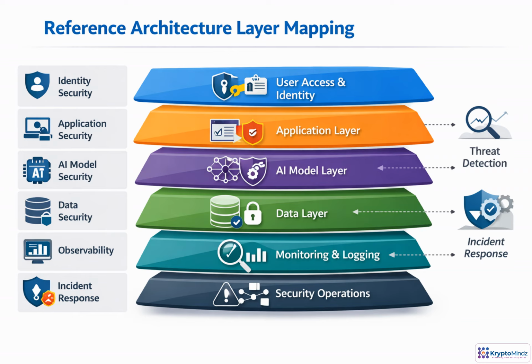Enterprise AI security works best as a layered system. Identity, applications, models, data, monitoring, and response all need clear controls. In this section, we'll map those controls to the architecture, so gaps become visible and priorities become easier to set.